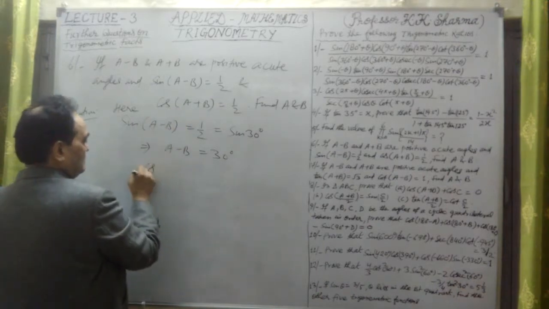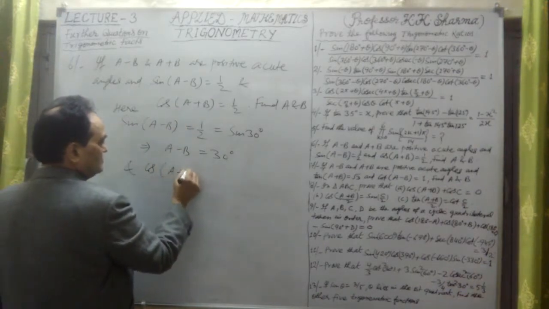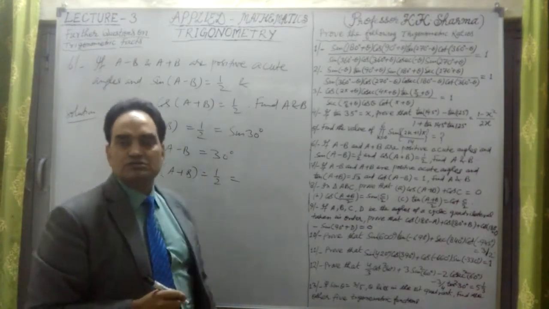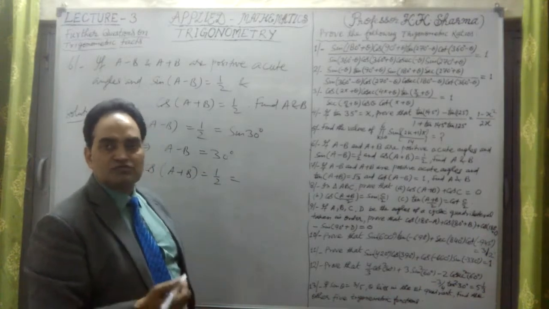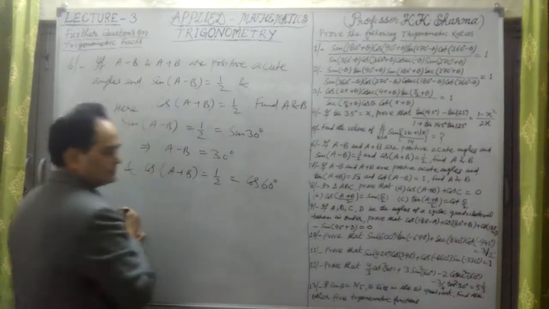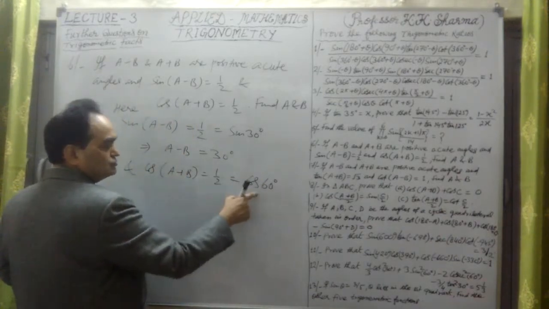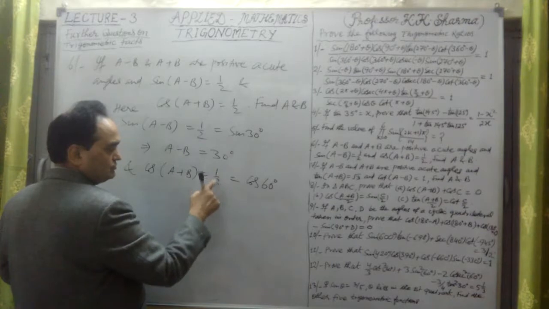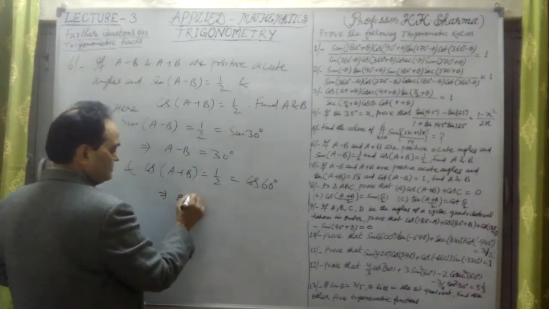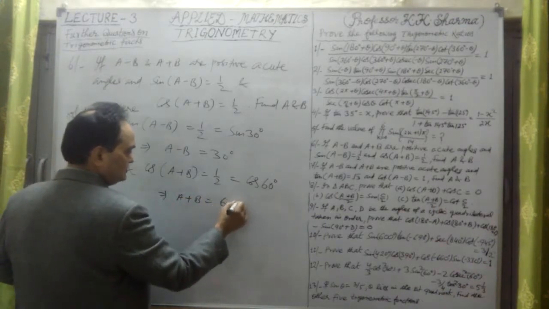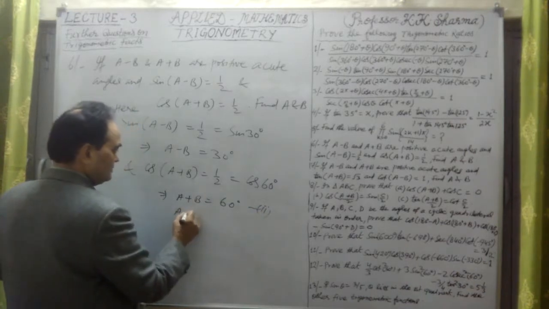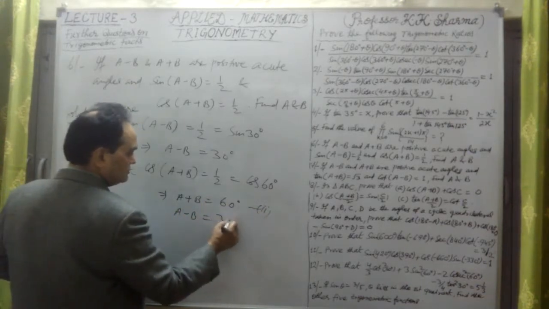Similarly, cos(A plus B) is equal to 1/2. In case of cos, 1/2 is for cos 60 degrees, and cos 60 degrees is 1/2. So in place of 1/2 we write the angle form. This implies that A plus B is equal to 60 degrees. This is the second equation. First was A minus B is equal to 30 degrees.